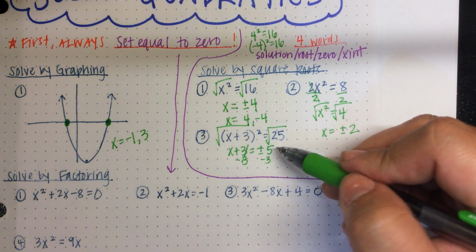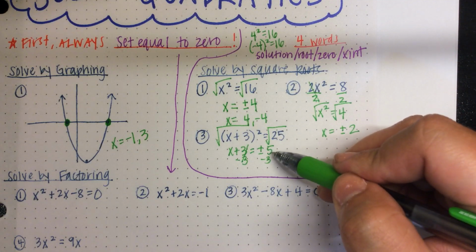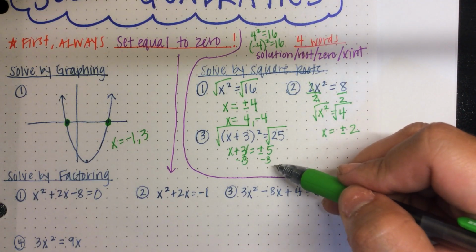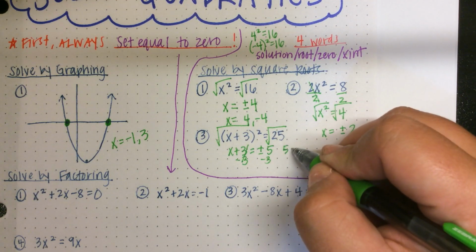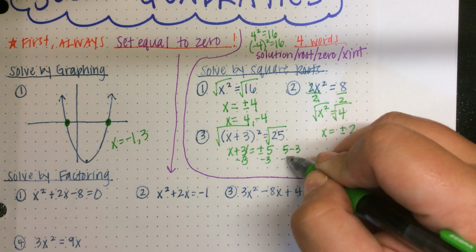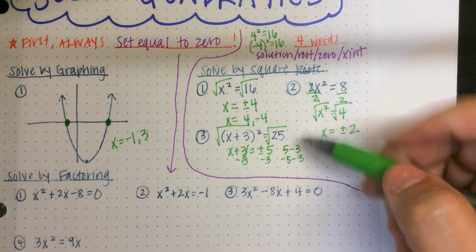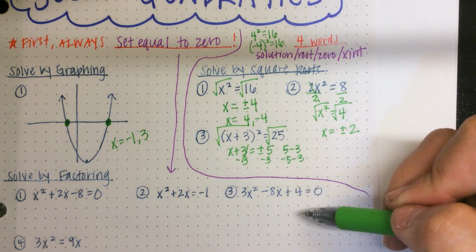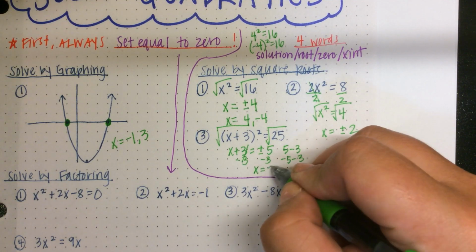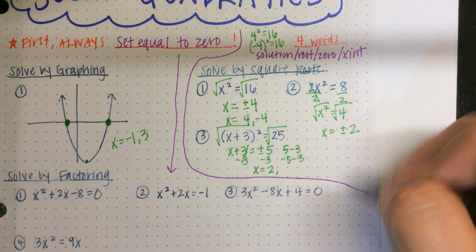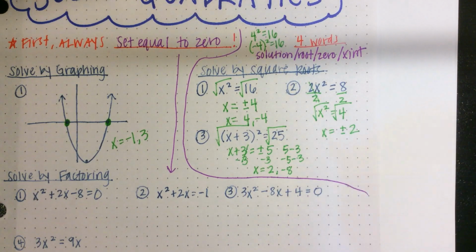But now I have a positive and a -5 over here. I have to subtract 3 from both of them. All right, so that means I'm going to have to do 5 minus 3 and -5 minus 3 because I have both plus or minus 5. So 5 minus 3 is 2. So there's one of my answers. And then -5 minus 3 is -8. So my answers are 2 and -8.